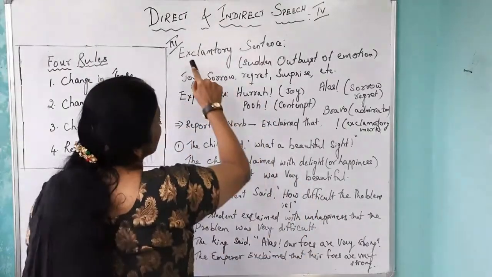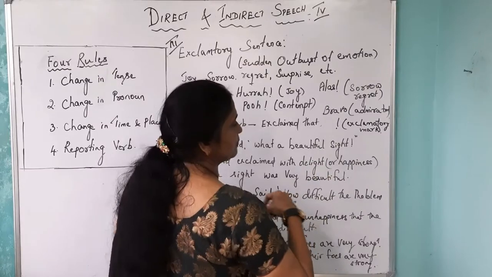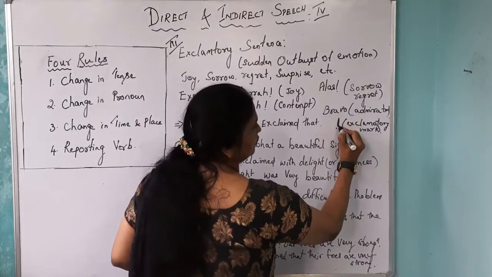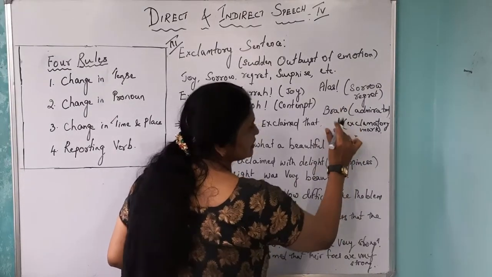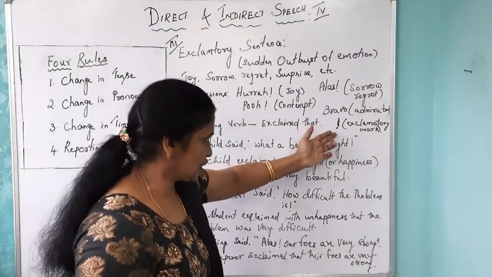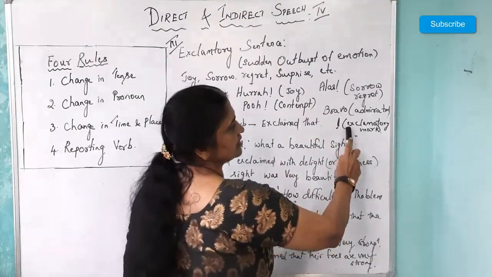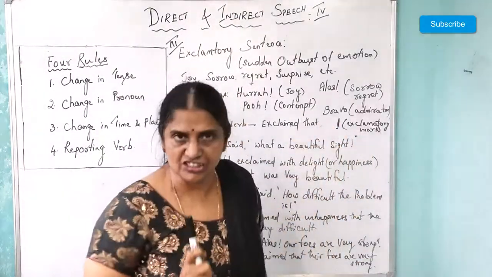So how do you identify an exclamatory sentence? You will get the exclamation mark. This is the mark. This is a punctuation mark. If you get it in a sentence, you can definitely think that it is an exclamatory sentence.